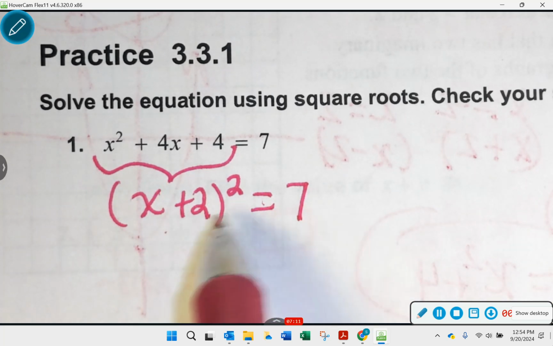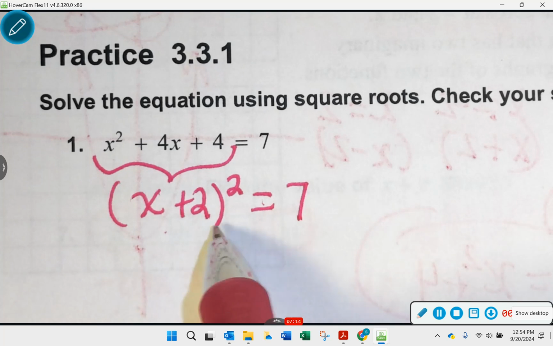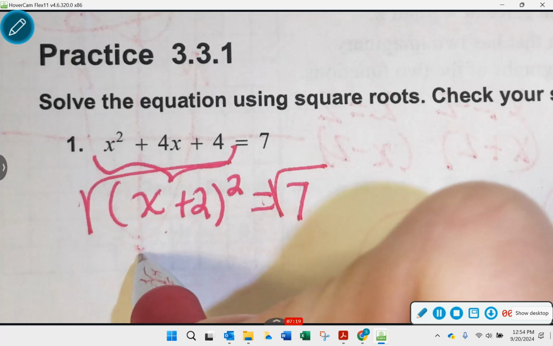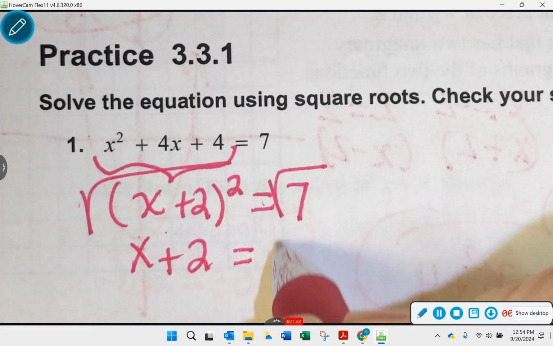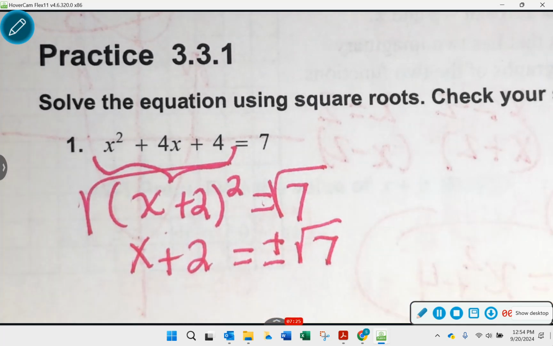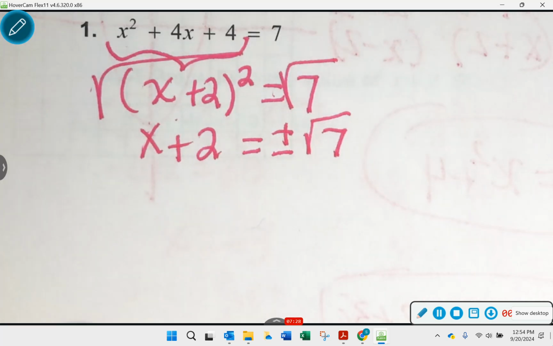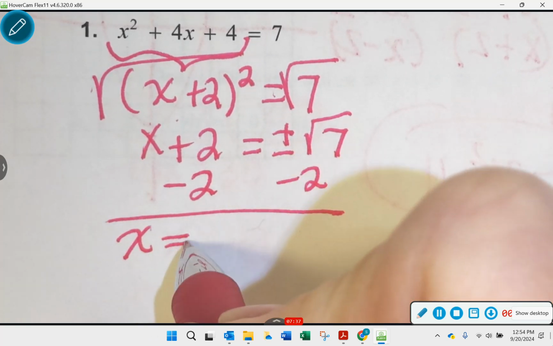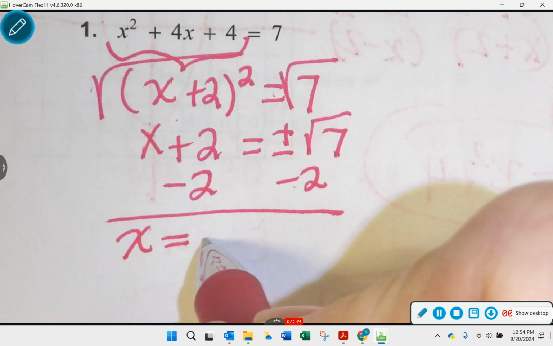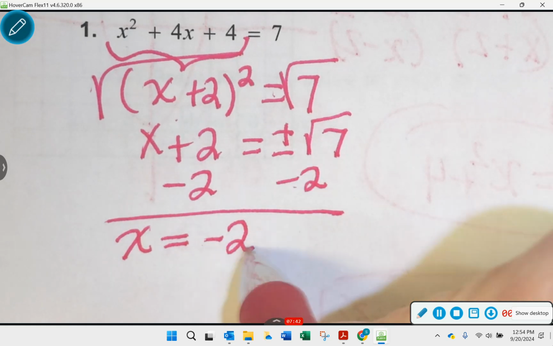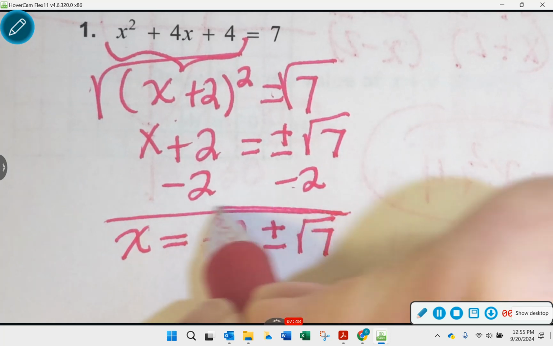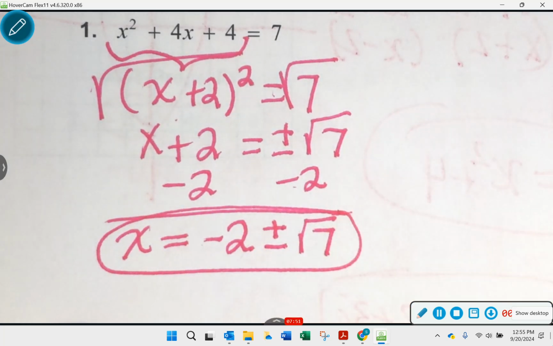So now I look at this and I say, okay, I can solve this. This is just like what we did in section 3.1. We're going to take the square root and take the square root. So we have x plus 2 equals plus or minus radical 7. Now what do we do? Subtract the 2, and we have 2 solutions. We have x equals, always put this number first, put the negative 2 first. And then with the negative 2, we're either going to add or subtract radical 7. And those are going to be the solutions.